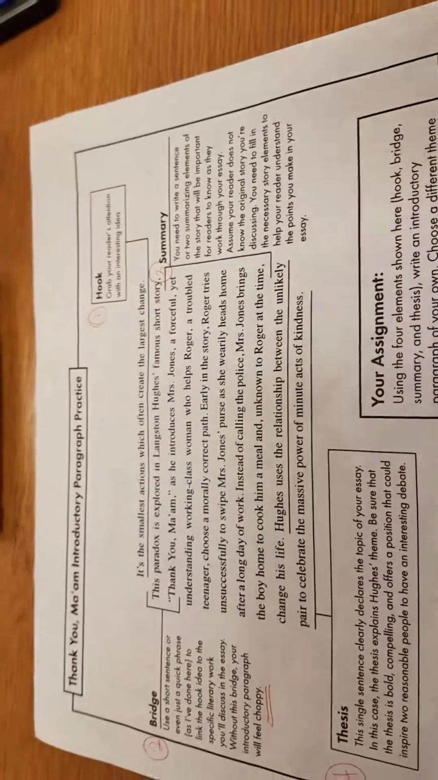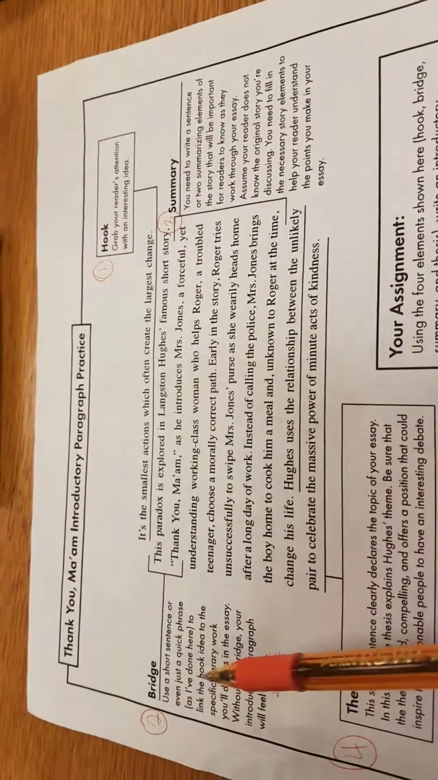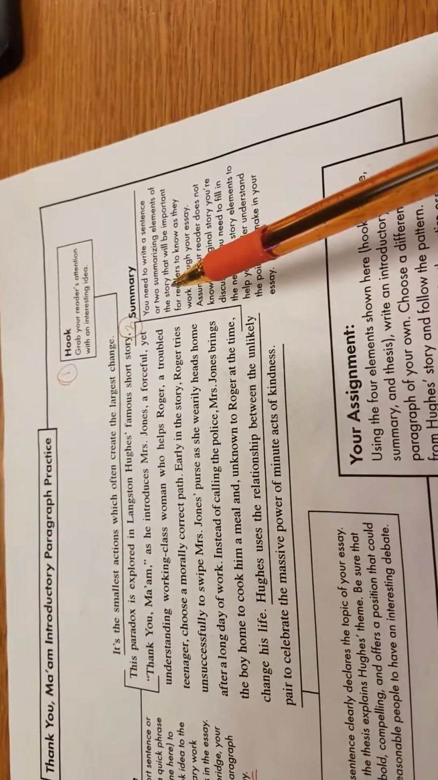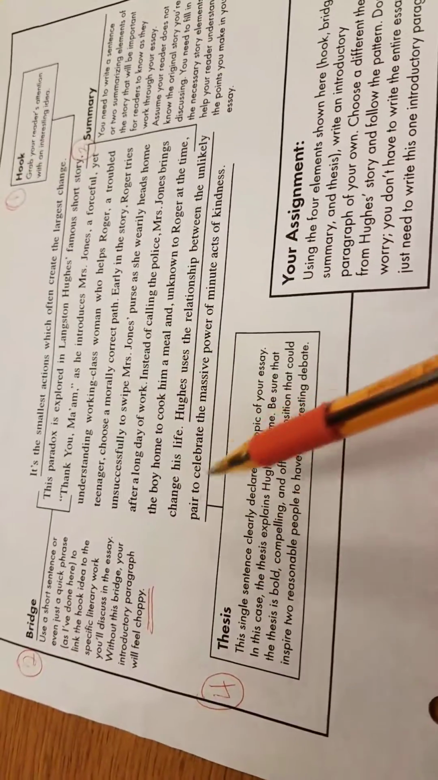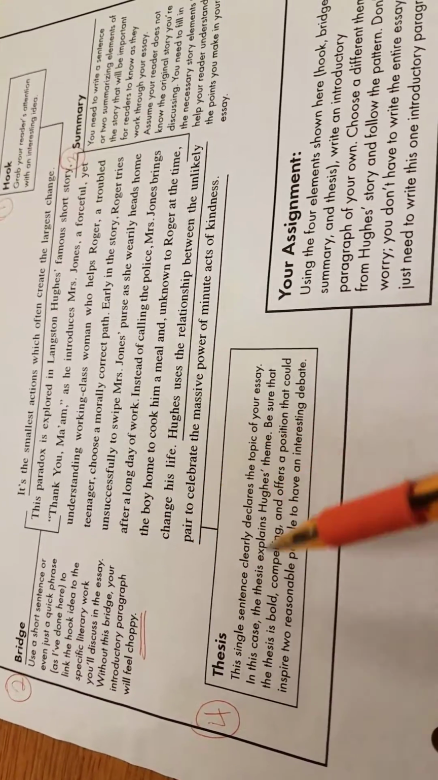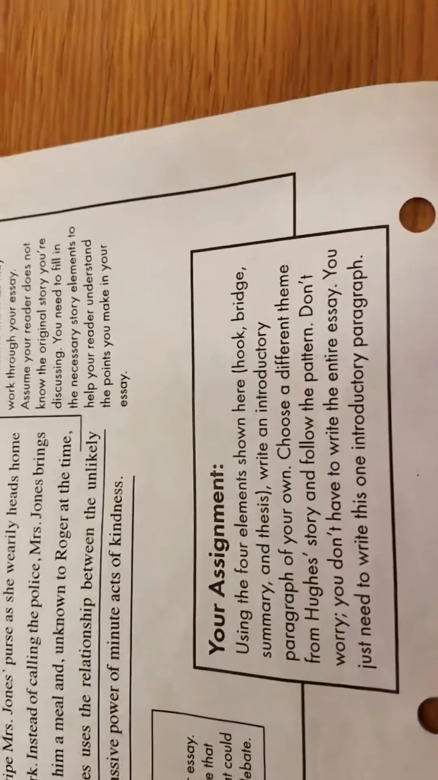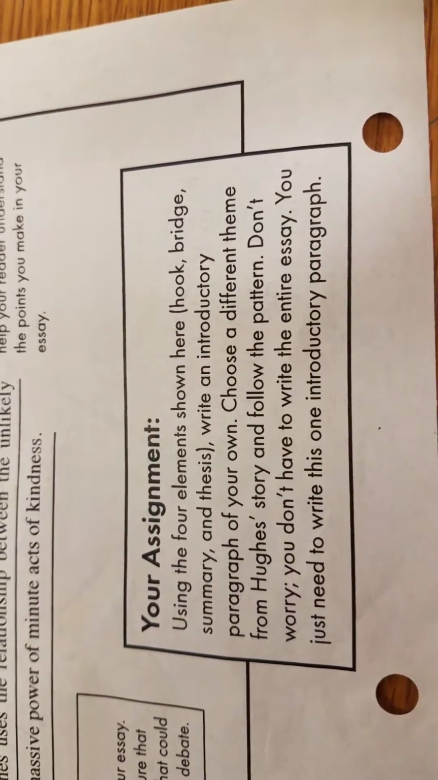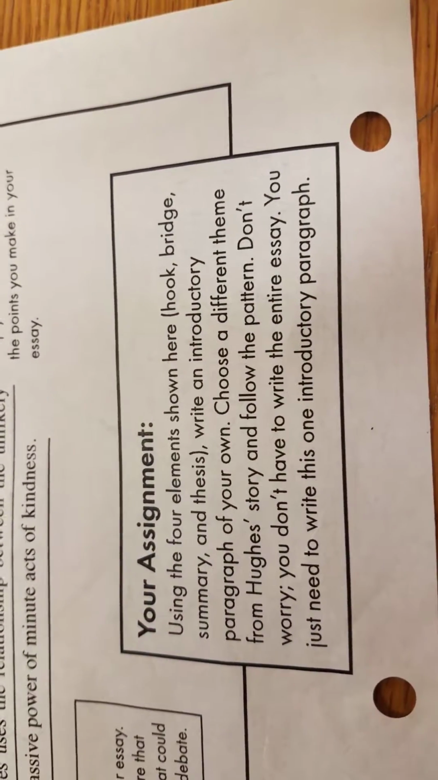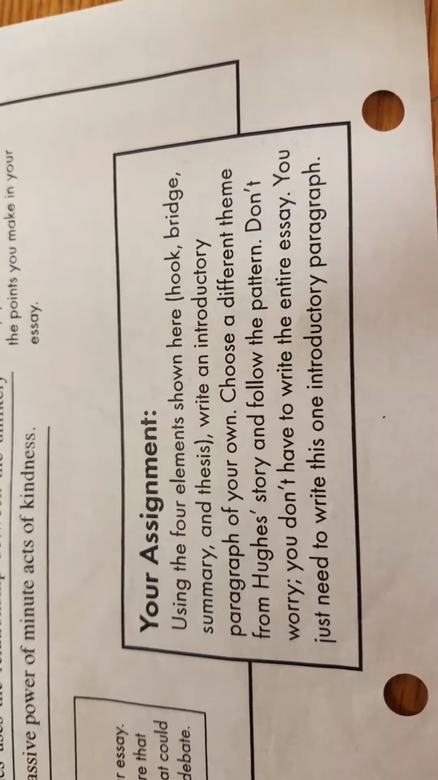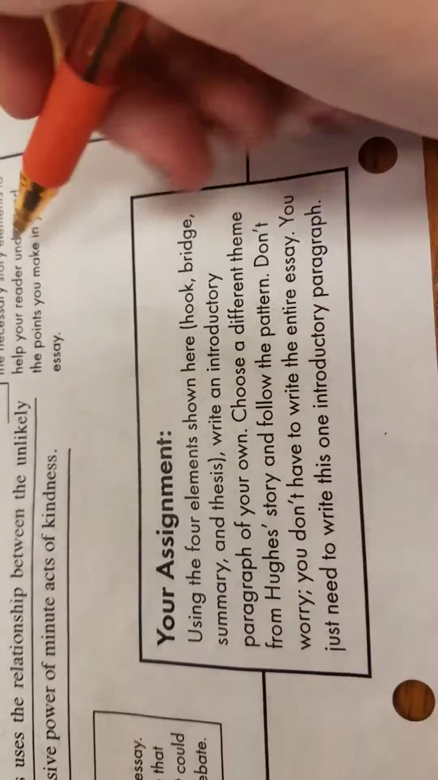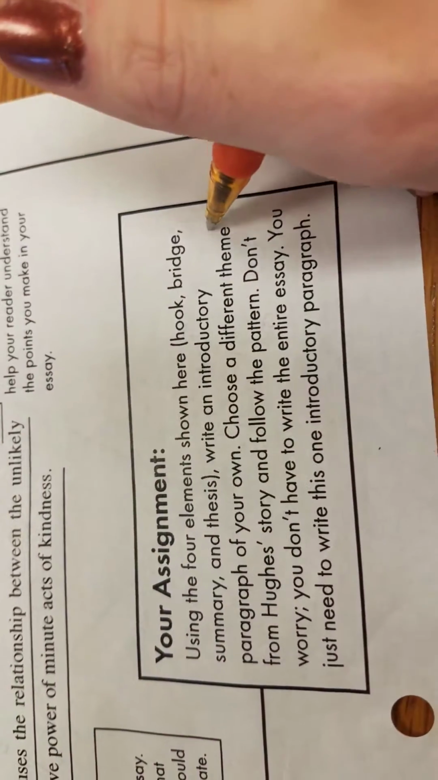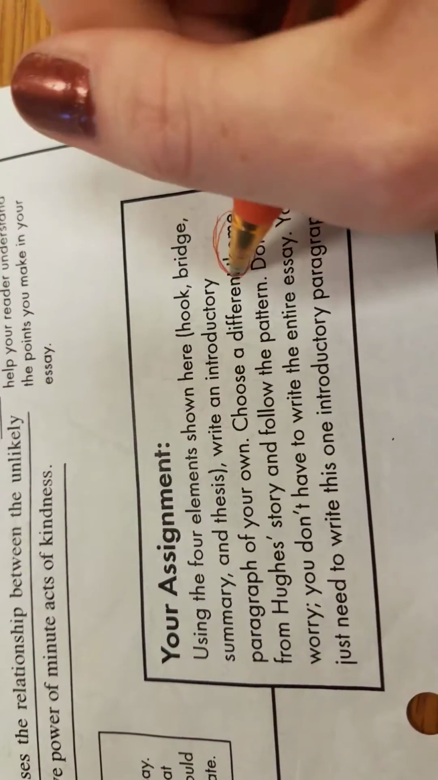Every introduction paragraph should start with a hook, go to a bridge, give a summary of the story or the topic that you'll be talking about, and then go into a thesis statement. Remember, it's your opinion statement, or what the essay is going to be about. Tonight's assignment, using the 4 elements shown here, hook, bridge, summary, and thesis, write an introductory paragraph of your own. Choose a different theme from Hughes's story and follow the pattern. Theme here, remember, a theme is like a lesson or a moral that you can get from the story.